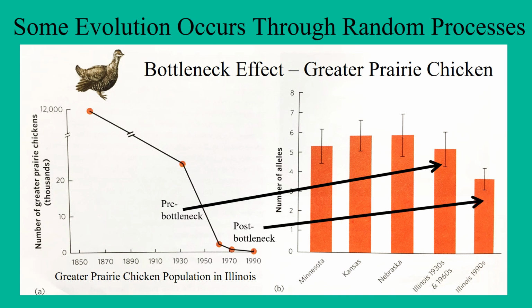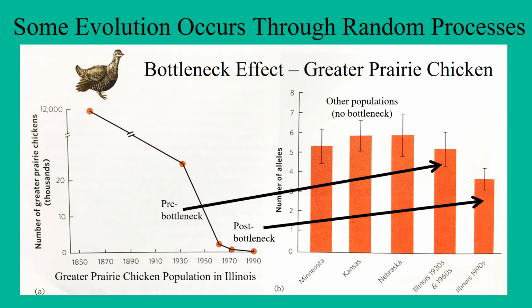And so post-bottleneck, you had a decrease in genetic diversity from, on average, 5.5 alleles for each of the genes down to about 3.5, 4 for each one. So there's a restriction of the genetic diversity, and that can potentially impact what the characteristics of the population are in the future and how susceptible they are to a changing environment.